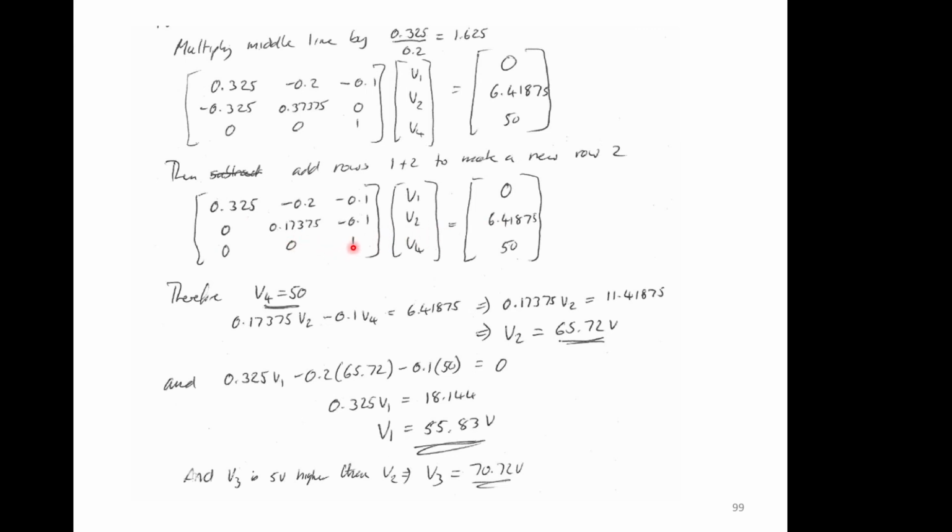You can see instantly then that V4 equals 50, but we knew that anyway. So if we wanted to, we could have reduced this down to a 2 by 2 matrix quite quickly. And then we do back substitution with a calculator, knowing what V4 is, we can run it through the second equation and then finally the third equation, and that gives us the answers. So V1 is 55.83 volts and V3 is 5 volts higher than that, 70.72.